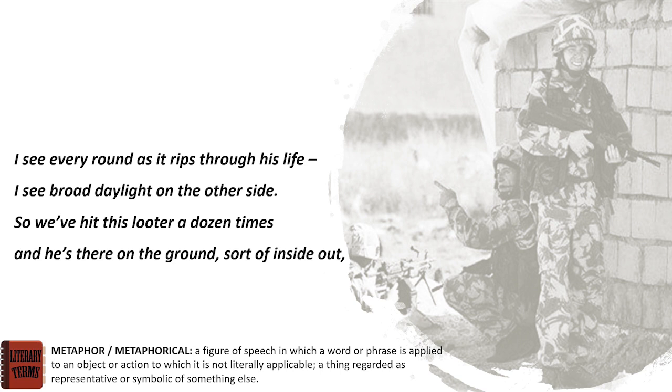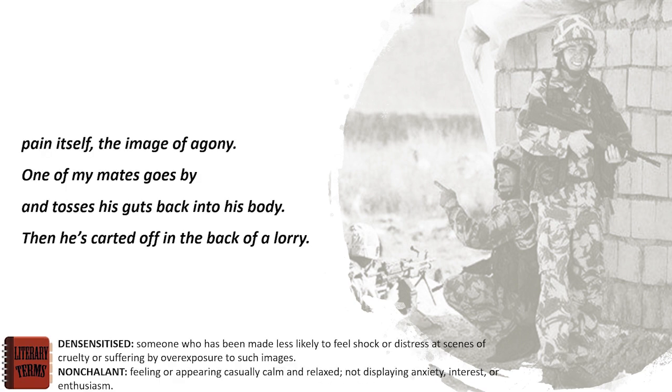That idea of being sort of very uncertain how to explain it, and inside out. It's a really horrifying visual image, but also one that sounds almost like a child, really uncertain and not sure about what's actually happening. So, sort of inside out, pain itself, the image of agony. And so this sentence finishes at the start of the next stanza, and we've got another metaphor. This dying soul, this dying looter is the image of agony. It's like he's a picture of pain.